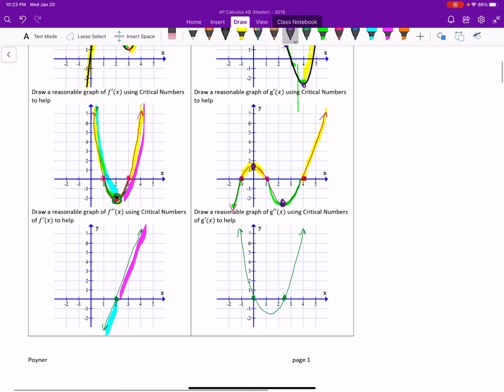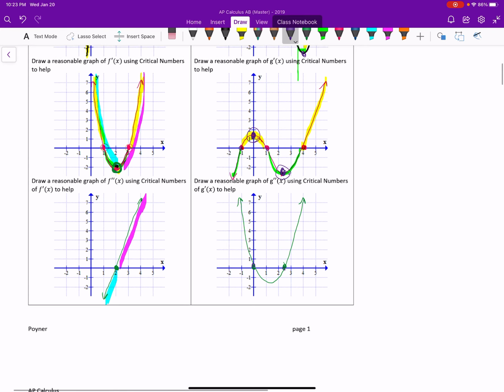And then that carries down to the second derivative, where the steepest were. That's where my relative maxes and mins are. That's going to give me zeros here. And then again, interpreting in terms of decreasing and increasing.